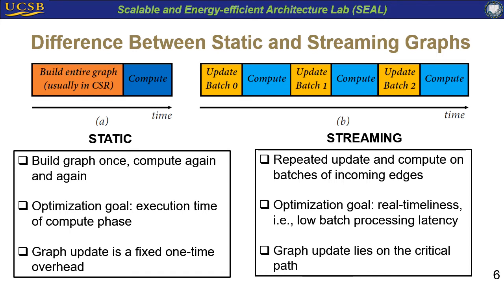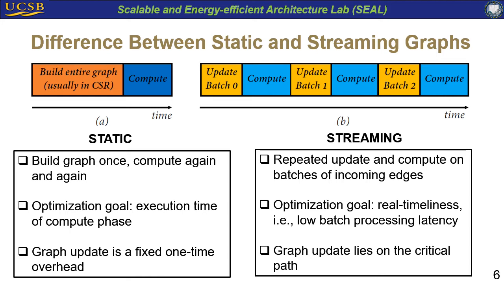The second key difference between static and streaming scenarios is the following. In the static graph analytics scenario, the optimization goal is typically the execution time of the compute phase. However, in streaming graphs, the optimization goal is more of real timeliness. That is, we want low batch processing latency, which involves both the latency of performing edge updates and also performing some computation.